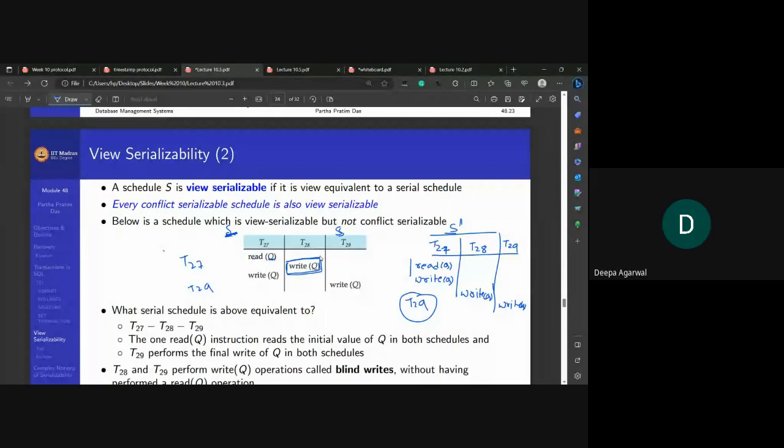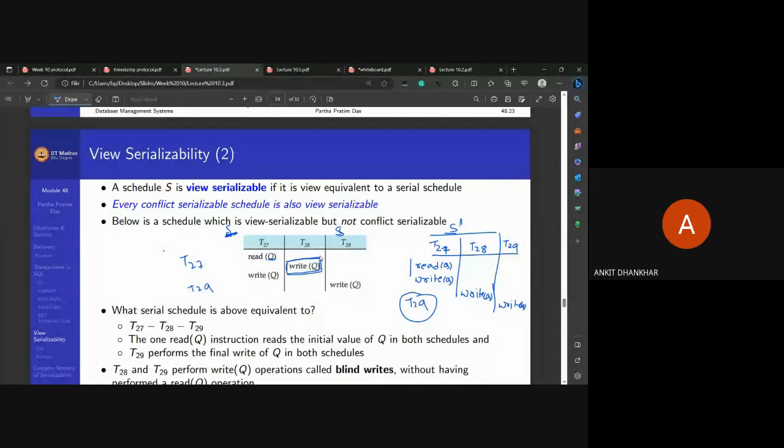But sir, I am asking, the first condition says that if in T27 there is a read, and then if we are writing, there is also a read in T28. Then I'm not understanding how we check the order for these two in the serial order.